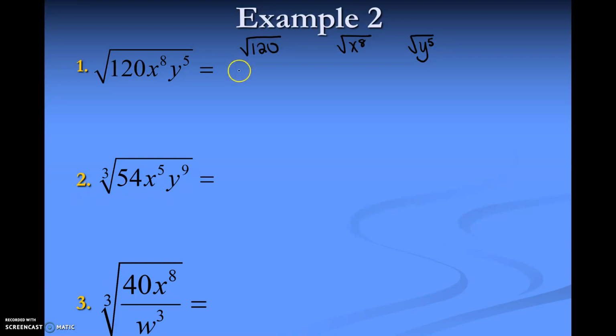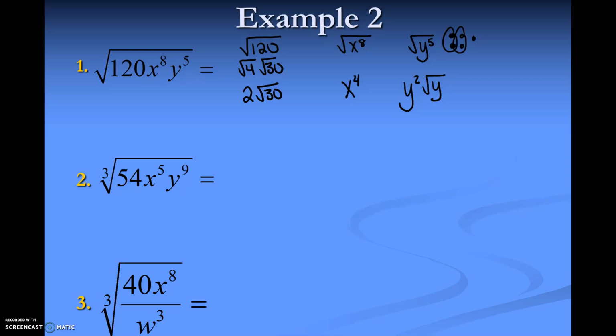The only perfect square that goes into 120 is 4. So we have 2 times the square root of 30. X to the 8th. How many groups of 2 are there in 8? 4. So we've got x to the 4th. How many groups of 2 are there in y to the 5th? There are 2 full groups of 2, so that would be y squared. And then there's still a lonely y stuck under the radical.